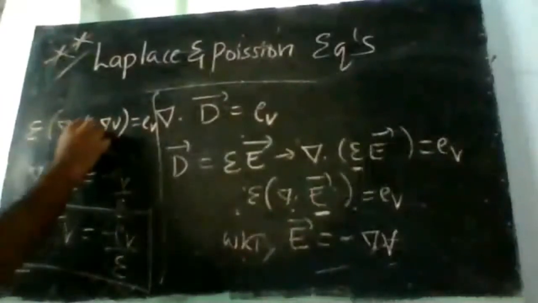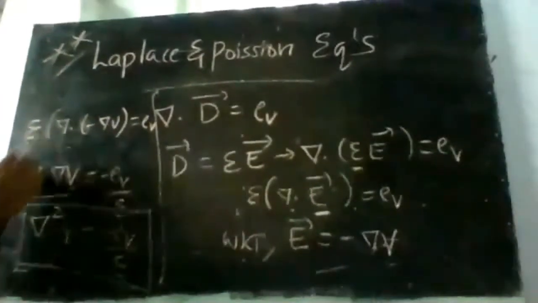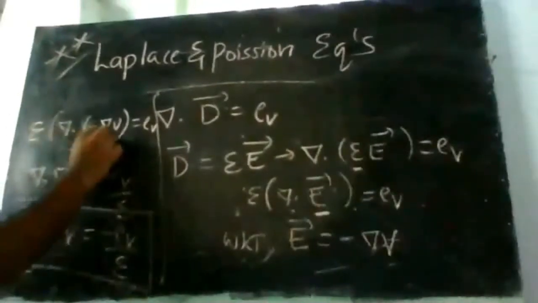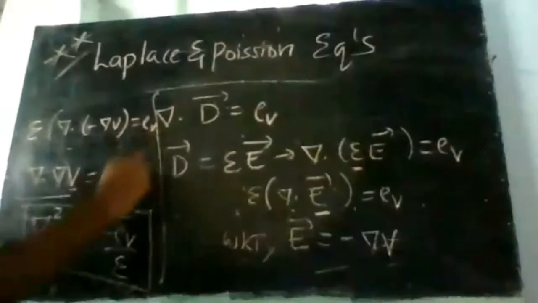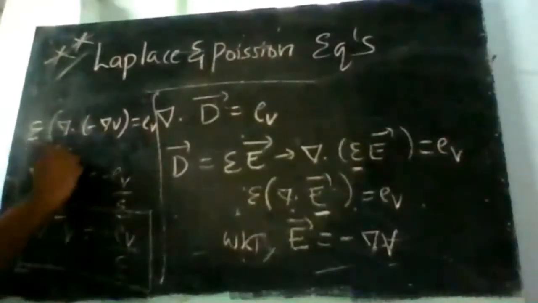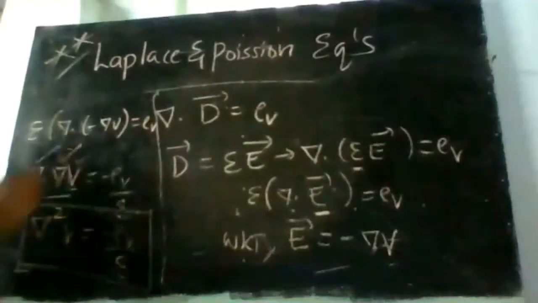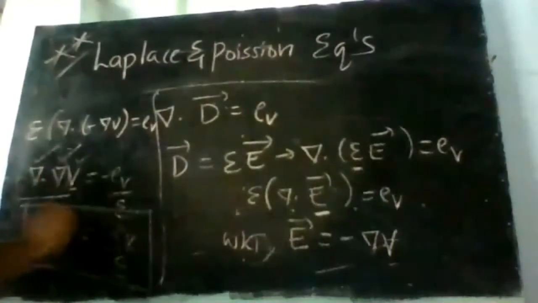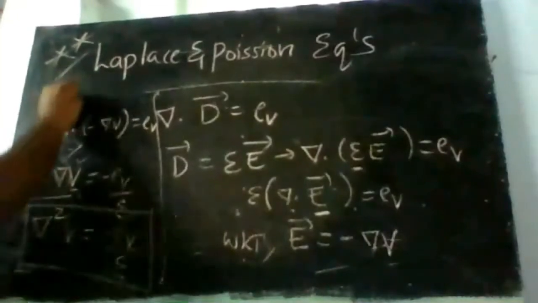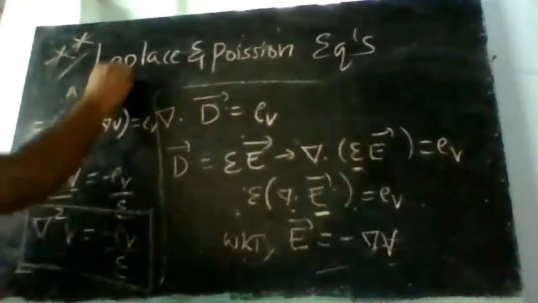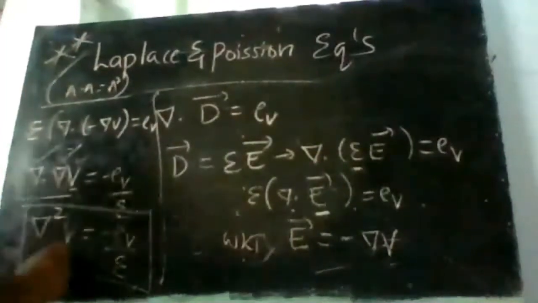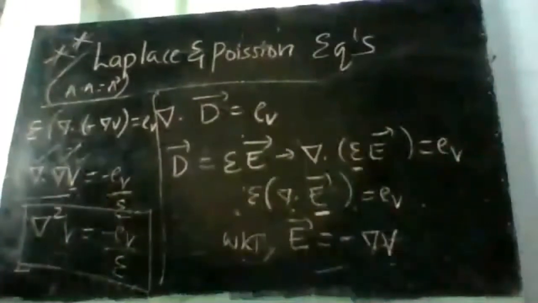Now minus and epsilon are constant, so if I put this on this side, del dot del into v is equal to rho v by epsilon minus rho v by epsilon. Del is a vector, v is a scalar, so put that outside. Del dot del, right? A dot a is always equal to a square, correct? So the same thing I have written: del square into v is equal to minus rho v by epsilon.